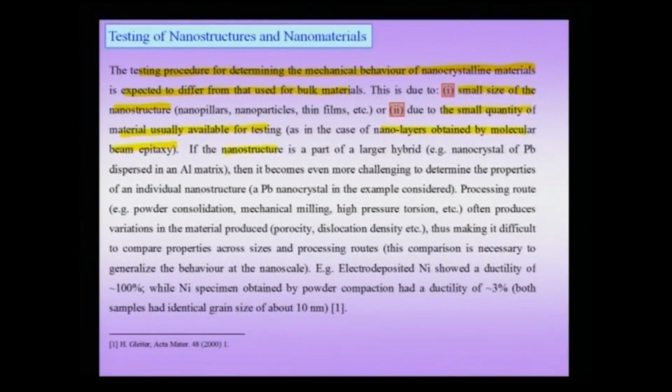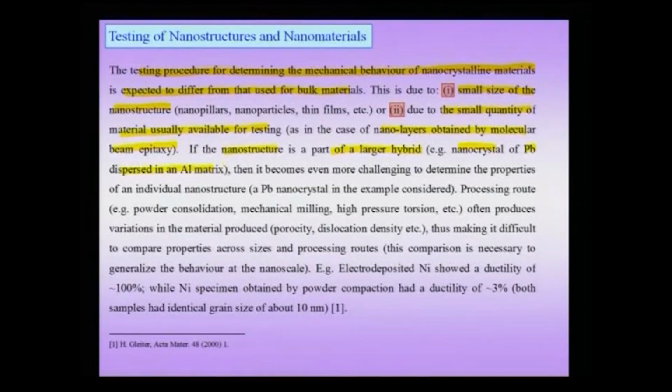And the problem gets even more complicated if this nanostructure or nanocrystal is a part of a larger hybrid. Suppose I have a lead nanocrystal embedded in an aluminum matrix, and we have already seen that we could produce such a material by melt spinning lead along with aluminum. Then it becomes challenging for me to determine the properties of this lead nanocrystal.